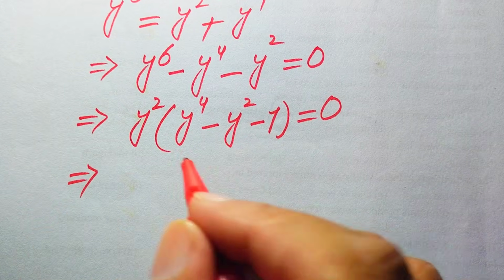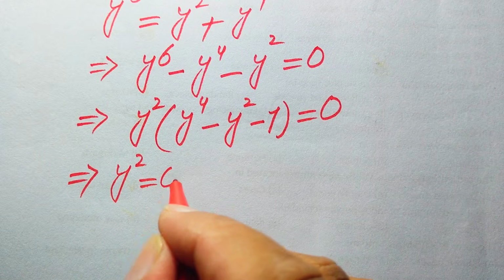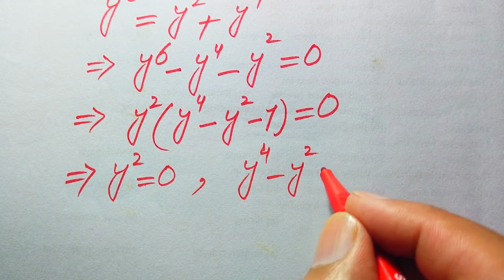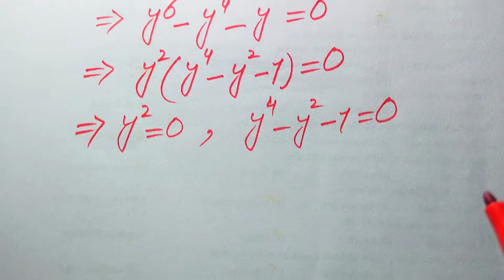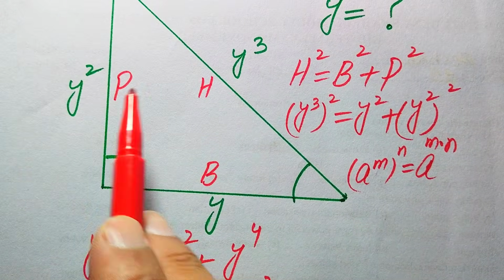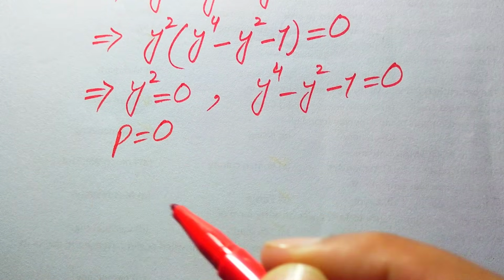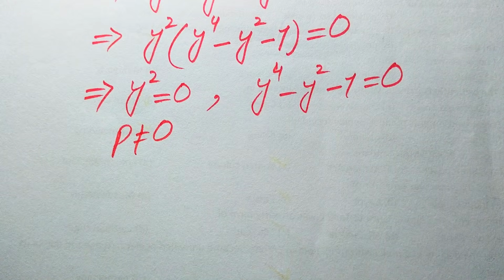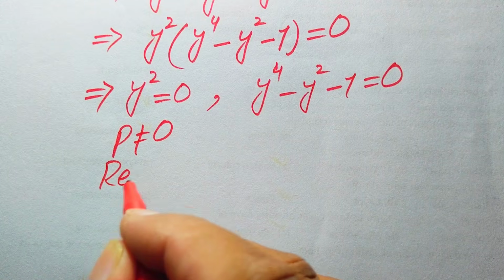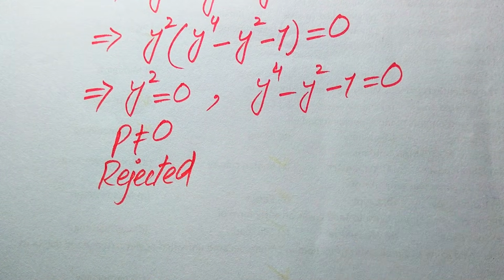And now in the next step, we divide this equation into two cases. The first case is y square equals 0, and the second case is y to the power of 4 minus y square minus 1 equals 0. So y square equals 0 means that, since y square is the perpendicular side of the given triangle, the perpendicular equals 0, but this is not possible because the value of any side length of the given triangle cannot be 0. So we reject this case, and we will just proceed with the other case only.